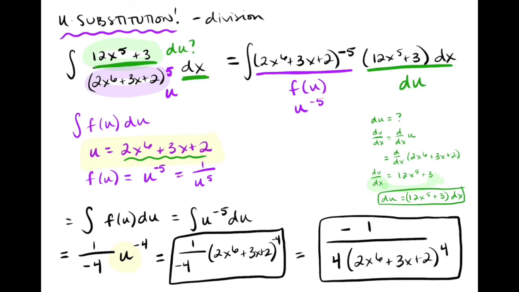You can think of it in a couple of different ways. The key step here, I would say, is this step right here, to identify our u and identify your f of u, remembering that when we have 1 over something, it's that thing to the negative 1 power, or the negative 5 power in this case. So that's our key step. If you remember that, you should be all good to go.